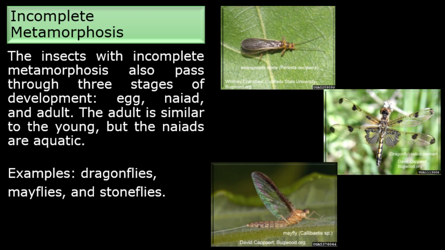The insects with incomplete metamorphosis also pass through 3 stages of development: egg, naiad, and adult. The adult is similar to the young, but the naiads are aquatic. Examples of these insects are going to be dragonflies, mayflies, and stoneflies.